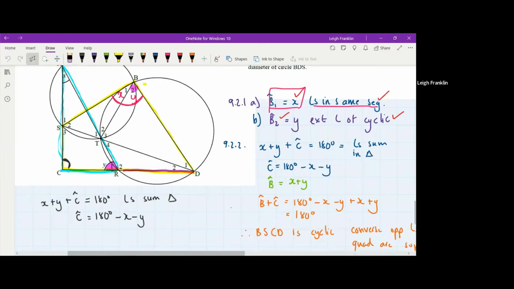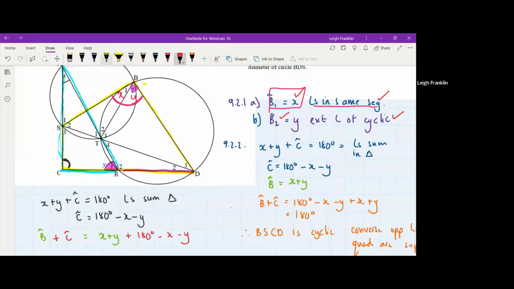So in order for the quad to be cyclic, if I add B to C, which are the two opposite angles, will I get 180? What happens when I add B and C together? So now I'm going to add B and C. B is X plus Y. Let me do this in a different color. I've worked that out from where I started, and I know that to be true. I also know what C is from angles of a triangle: C is 180 minus X minus Y.